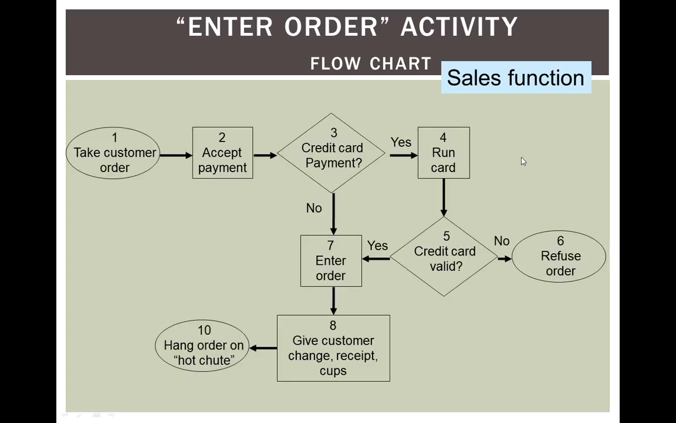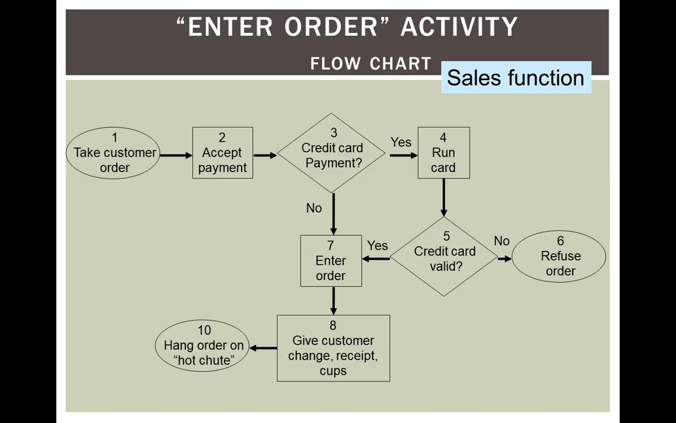So go back up here. A credit card is presented, so we're going to run the card. Was the credit card accepted? If it was no, in actuality, what's going to happen? We're not going to immediately refuse the order. We're going to go back up here maybe one time to say, okay, we'll try it again. And then, instead of refusing the order, ask, hey, do you have another way of paying?